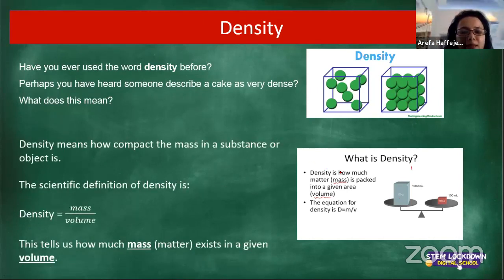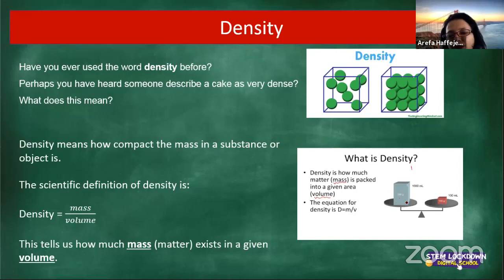I'll explain this a bit more now. Density means how compact the mass in a substance or object is. That means how the particles are arranged in the volume of the substance, like how much space it takes up. The scientific definition for density is mass divided by volume. This tells us how much mass, which is matter, exists in a given volume.